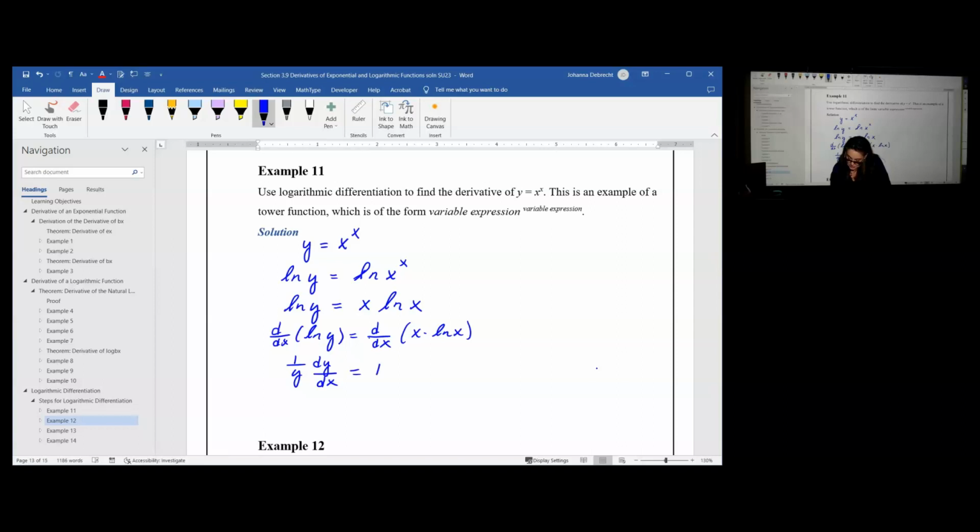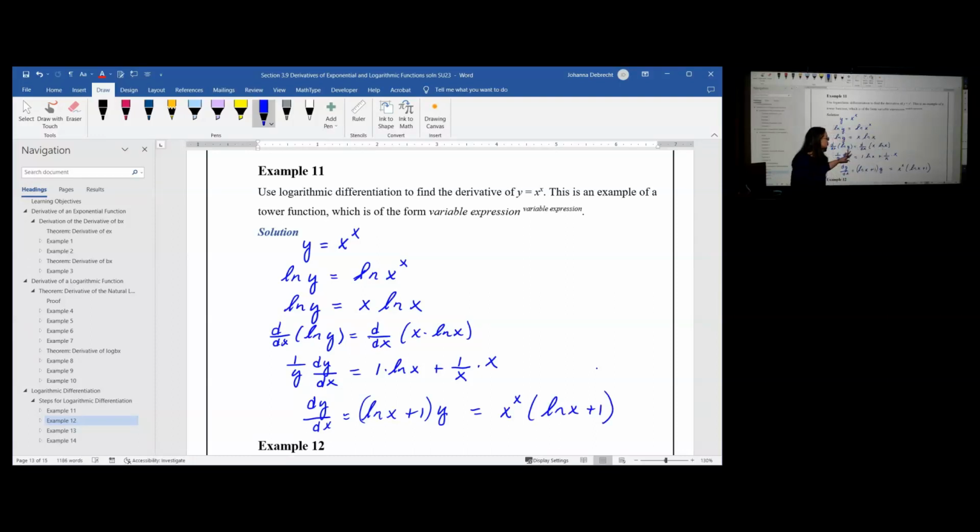The product rule gives me 1 times natural log of x plus 1 over x times 1 times x, which reduces to 1. This gives me dy dx equal to the natural log of x plus 1 times y. Then I replace y with the original statement of x to the x times the quantity natural log of x plus 1. That's the derivative of that tower function. And notice that it is actually an explicit formula. There's no y left in the derivative.